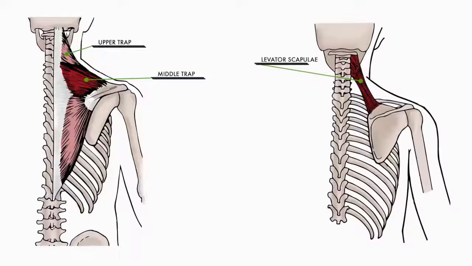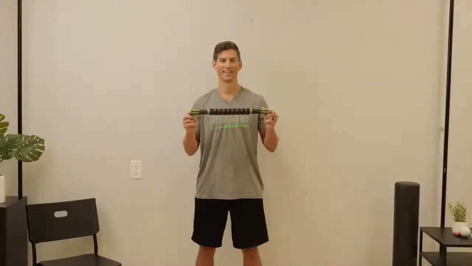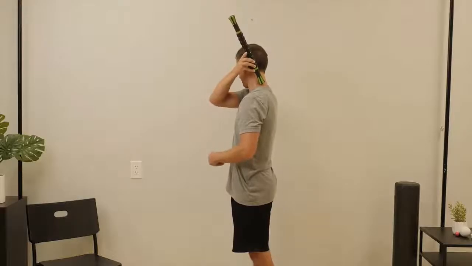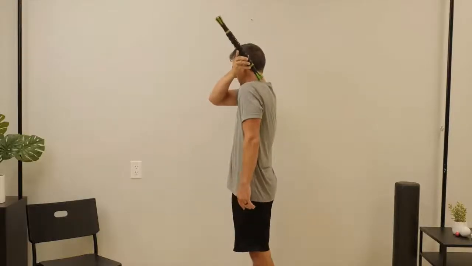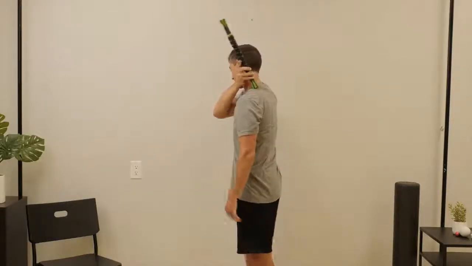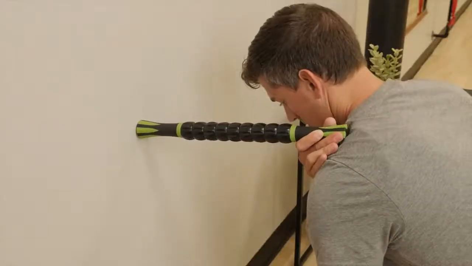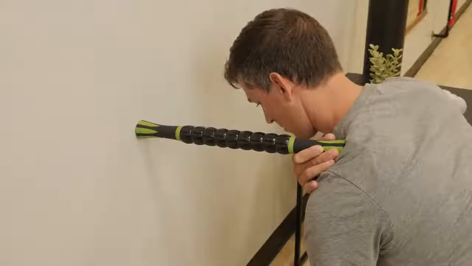Our final release is going to be on the upper and middle trap and levator scapula. These muscles connect the shoulder to the head. This release requires a massage stick and a clear wall. We want to start by locating the trap and levator, which holds the shoulder up to the ear. Once located, lean against the wall, allowing the stick to press down into the shoulder.